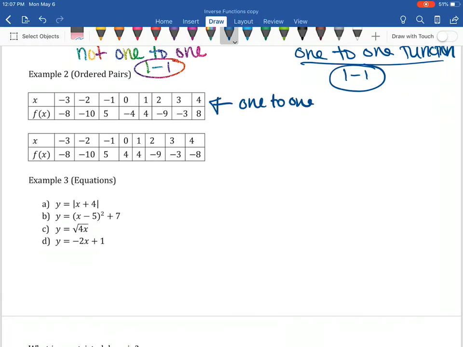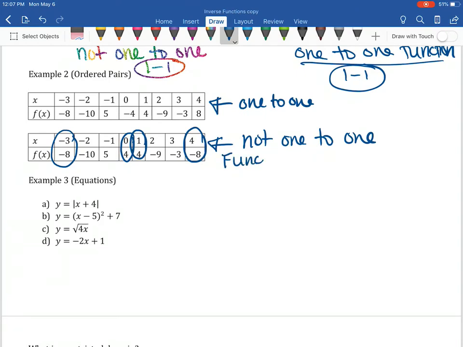However, if I look at the second example, this is not one-to-one. Because if I look, -3 is mapped with -8 and 4 is mapped with -8. So I have two different values of x that are mapped with the same value of y. And then I also have a couple of repeats here where 0 is mapped with 4 and 1 is mapped with 4. So this is a function, but not a one-to-one function.